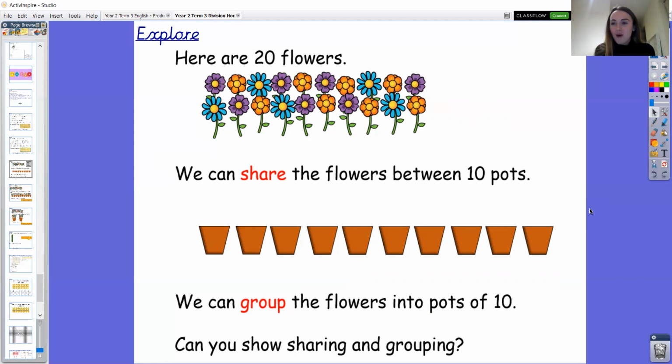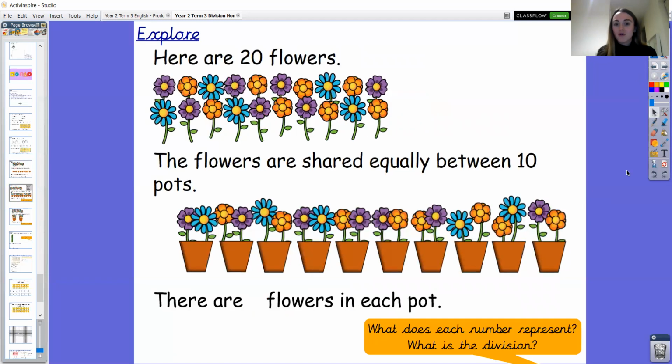So I'm going to put the learning in your hands to explore this question, as I know we've looked at this with dividing by 2 and dividing by 10 already. So please pause the video here to share the flowers between 10 pots and to also group the flowers into pots of 10 and have a think about the division that you're solving. Well done, Year 2.